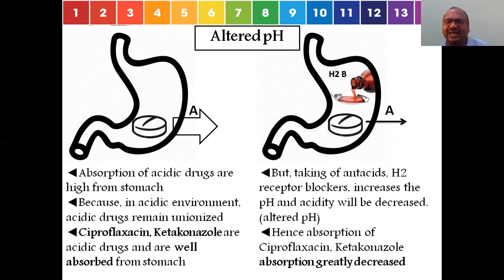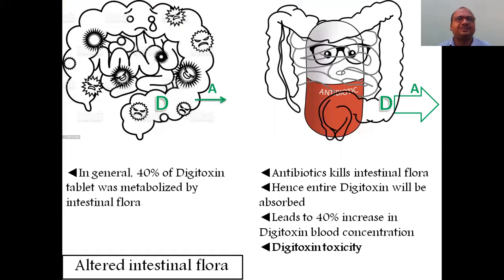So if you are taking this tablet along with the antacid or along with the H2 blocker, see how narrow the arrow mark is. Absorption is decreased gradually. It leads to failure of the ciprofloxacin therapy and failure of the ketoconazole therapy, decreases the absorption, decreases the bioavailability. So that's why don't prescribe these acidic drugs along with an antacid or H2 blocker. That is the first one: altered pH. The pH of the stomach is altered. That point you have to keep in your mind, right?